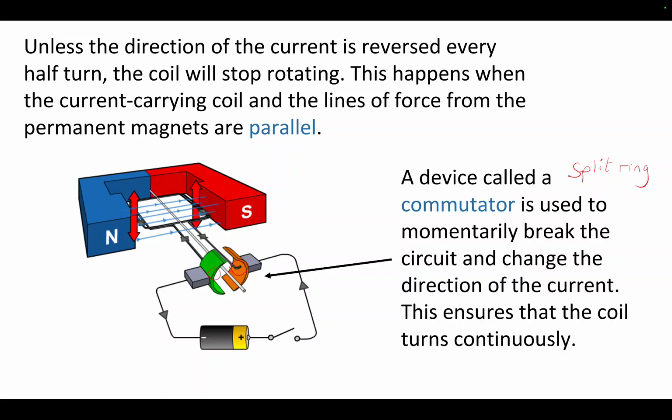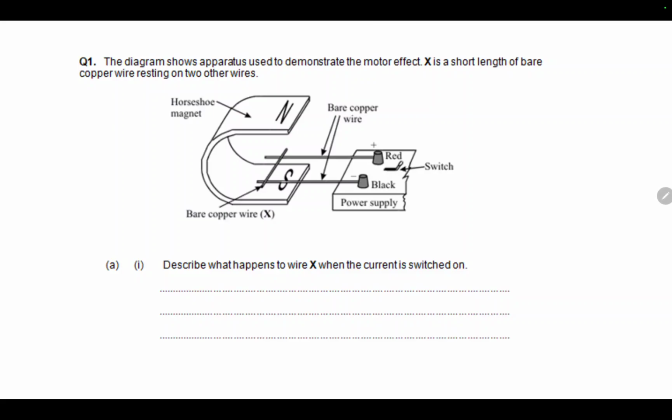Right, let's try an exam question. So we're going to pause and have a go at this one. The diagram shows apparatus used to demonstrate the motor effect. X is a short length of bare copper wire resting on two other wires. Now the key to this is to realise which way the current is flowing. So remember, current is always positive to negative, so it's actually going to travel that way and then down through this bare copper wire to the black terminal on the other side.